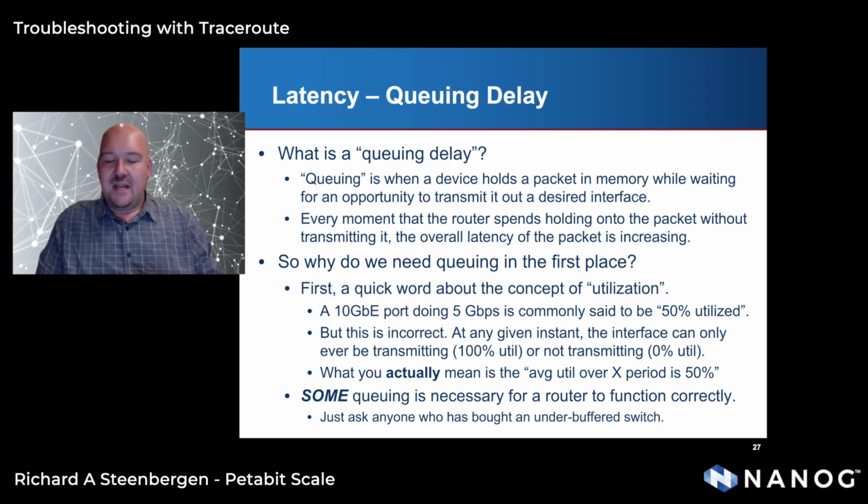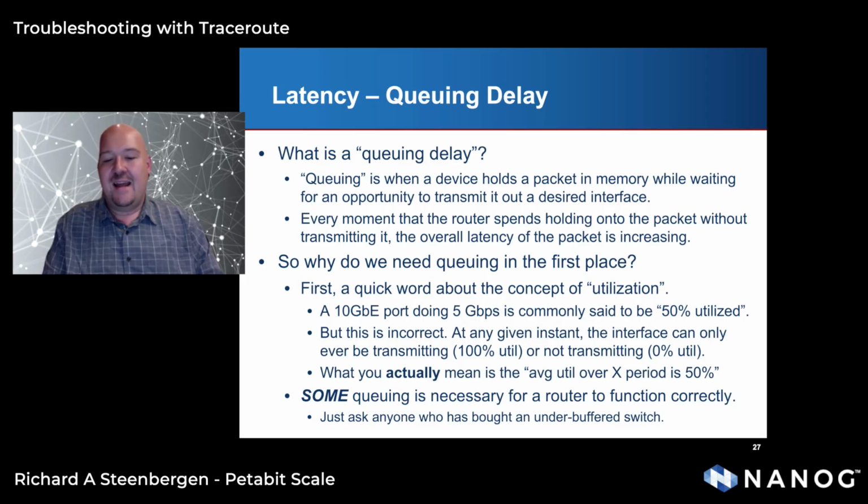So if we've got a 10 gig port and it's doing 5 gigabits per second of traffic, you might say that it's being 50% utilized, but that's actually not correct. At any given instant, the device is either transmitting, so it's 100% utilized, or it's not transmitting, it's 0% utilized. So what you actually meant when you said 50% utilized was the average utilization over some time period. So you might say 50% utilized over 1 second or 30 seconds or even 5 minutes if you have a really old graphing system. So some level of queuing is necessary for any device to function.